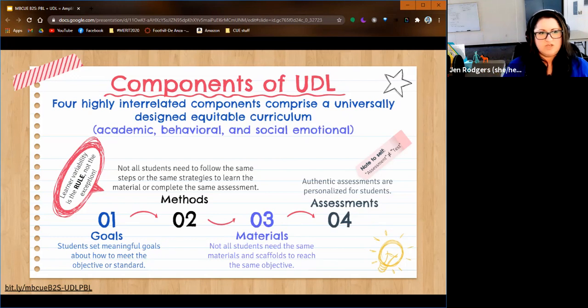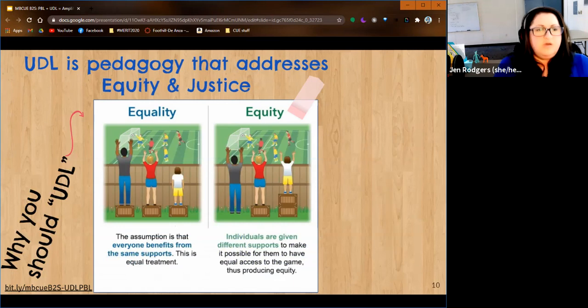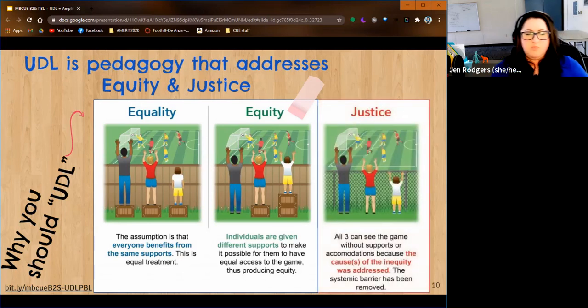So speaking of which, a lot of what UDL stands for opens up a lot of equity and justice for students. You've all seen this, or a version of this image, where equity is that scaffolds and supports are given to support the different needs of the people here so they can all see the game. But I like the expanded version of this image, and that's the justice part, where instead of just giving scaffolding, you're taking away the barriers, the systemic barriers that have been blocking a student from accessing that knowledge.